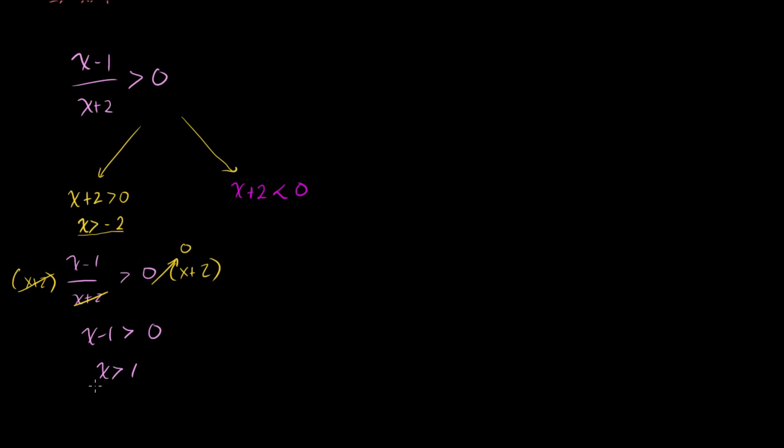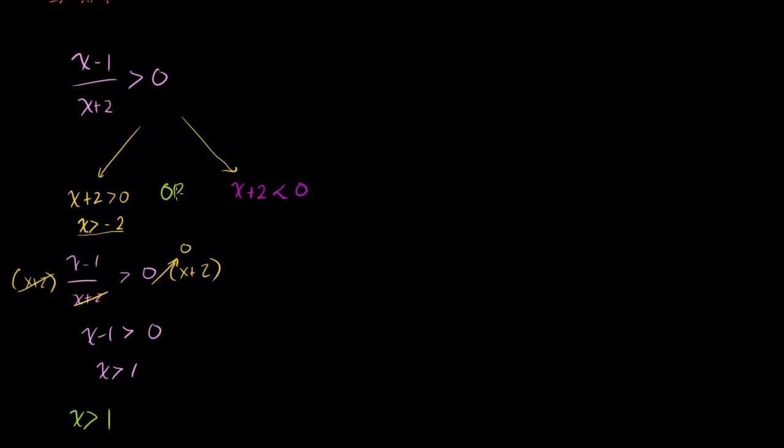Or you could go both ways in that. But we say, look, both of these things have to be true. For x to satisfy both of these, it just has to be greater than 1, because if it's greater than 1, it's definitely going to satisfy this constraint over here. So for this branch, we come up with the solution x is greater than 1. So this is one situation where x plus 2 is greater than 0.